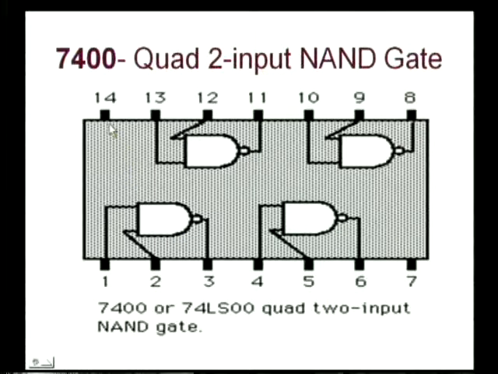See here, pin 14 is used as VCC and pin number 7 is used as ground. That is, you connect the positive terminal of the supply at pin number 14 and the negative terminal at pin number 7. Then you apply the inputs of the gate at pin numbers 1 and 2, and you can observe the output at pin number 3. Now, we shall see physically how this IC looks.